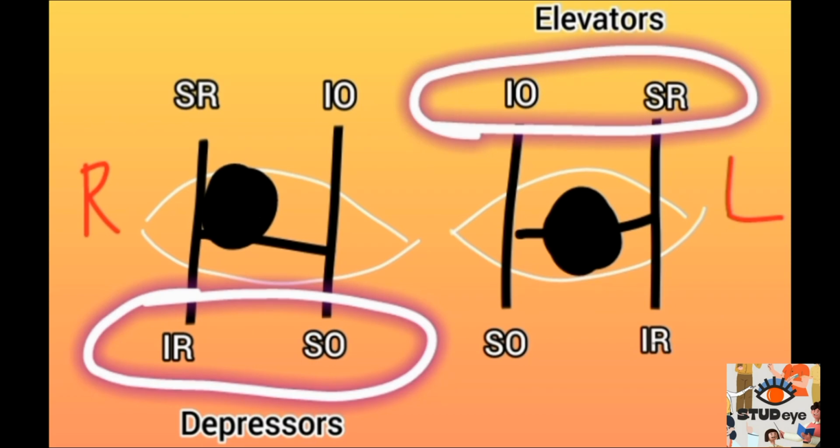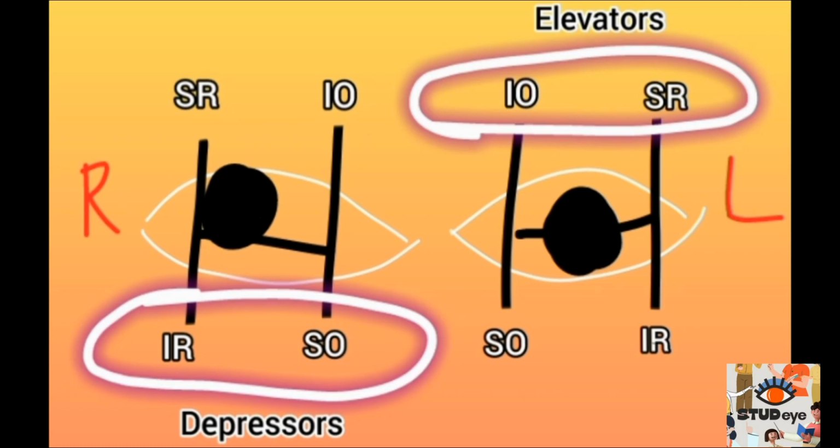Why? Because maybe there is a problem in these depressors. That is why the eye is not moving downward, and there can be a problem in the elevators of the other eye, because maybe there is a problem in those elevators, and that is why that eye is not moving upward. And the right eye, maybe the right eye is normal, but the problem was in the elevator of the left eye. That is why we are doing the first step.